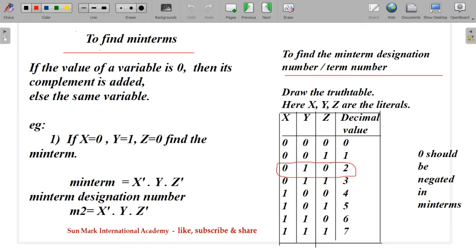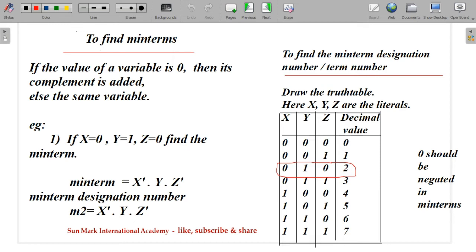From this x, y, z, from the given value, the corresponding x, y, z corresponds to the decimal value 2. So m2 equal to x dash dot y dot z dash. In other terms, we can say 0 should be negated in minterms. You have to remember this one point: if the value of a variable is 0, then its complement is taken, else the same variable. In an easy way, you can remember that 0 should be negated in minterms. Wherever 0 is there, you have to negate it or take the complement.